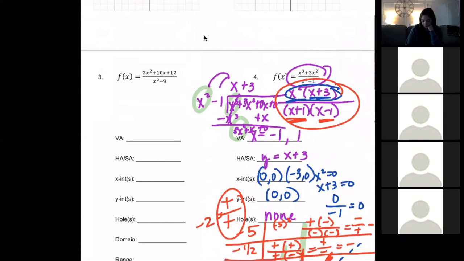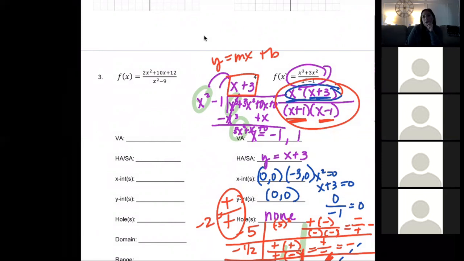Okay, thank you. How did you know to stop the long division after just getting the x plus 3? Because I don't need the remainder. Once you get to the constant number, you're done, because your slant asymptote is going to be a y = mx plus b situation. So once you have the plus b, then you are done. I got the plus 3, so I could just stop there. I didn't need to keep going.